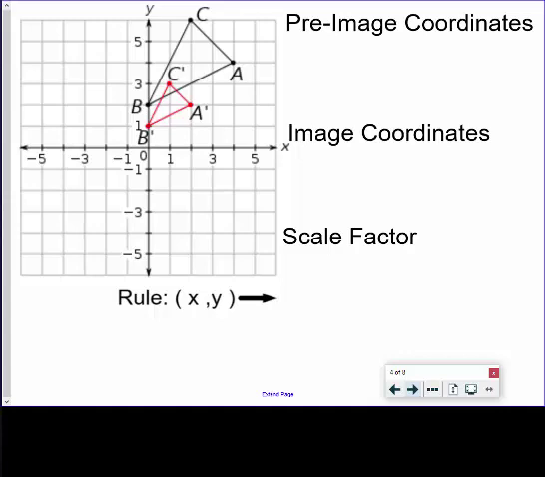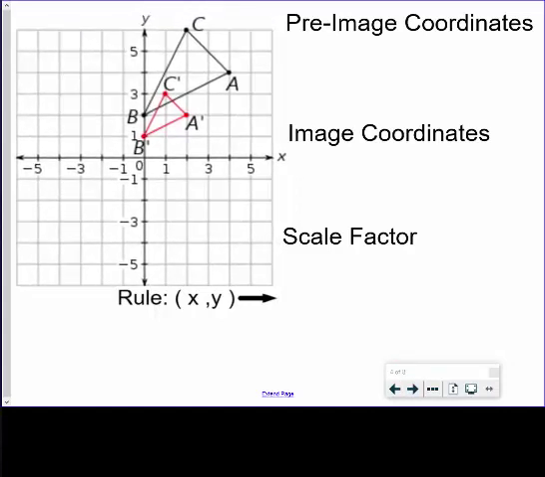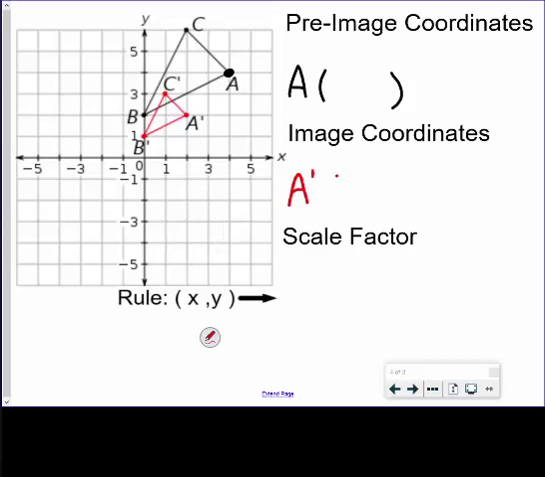So which point should we avoid here? B, right? Because we know it's got a zero and we know zeros don't quite work the way we want them to. So we can use A or C, it doesn't matter. A? Alright, so figure out what is A's coordinate and A prime's coordinate.